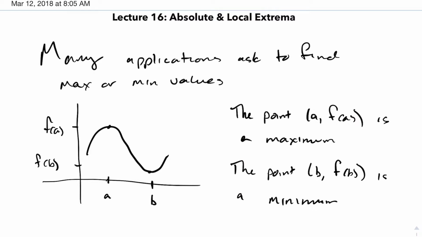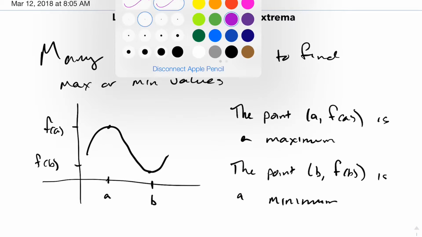Hello. Today we're going to talk about applications of the derivative. We've learned a lot about how to take many different types of derivatives using the power rule, the derivatives of the exponential function or logarithms. And now what we're going to talk about is how to find absolute and local maximums and minimums.